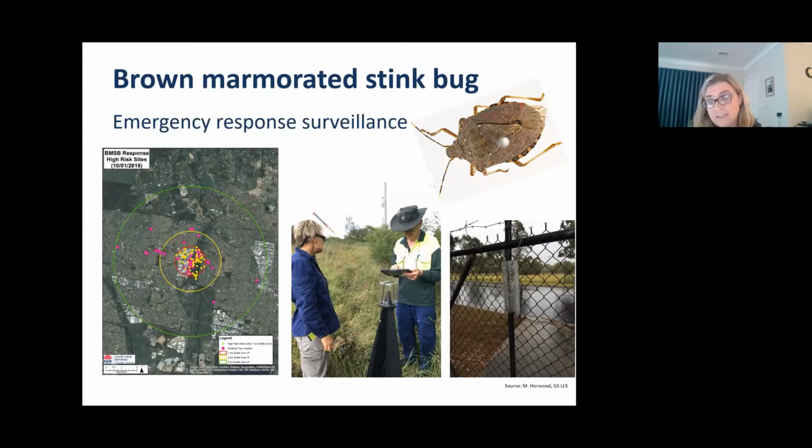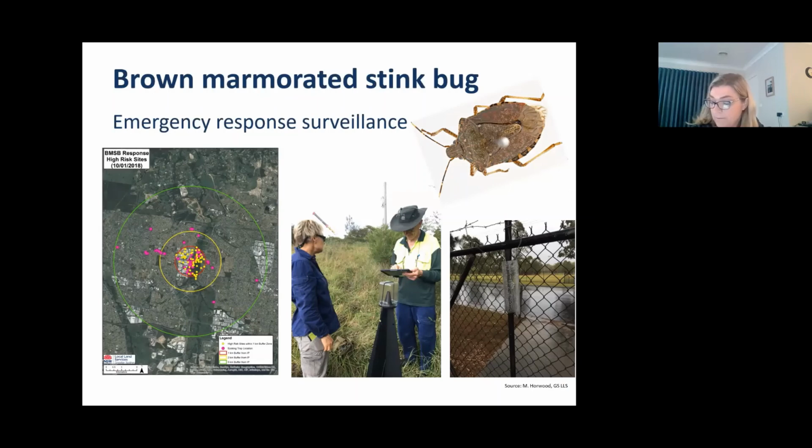In 2017, such an interception was actually reported in Western Sydney within goods that had been imported. However, there was a concern that they may have actually escaped into the surrounding bush and landscape. So New South Wales DPI, with Greater Sydney Local Land Services, mounted a response that was primarily a surveillance response involving trapping, visual surveillance and public reporting.